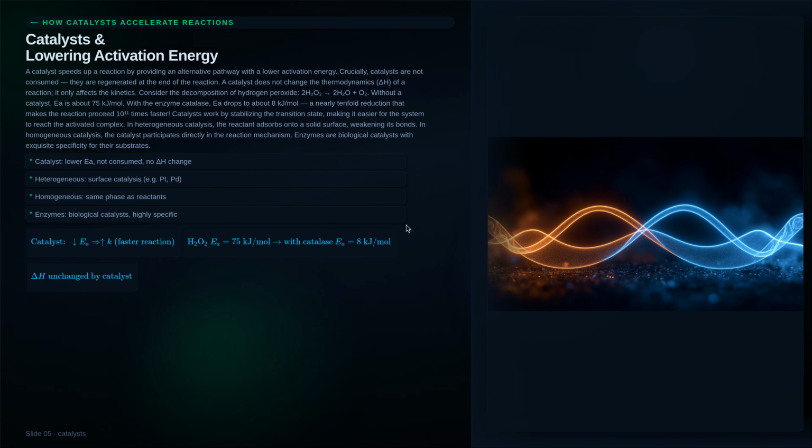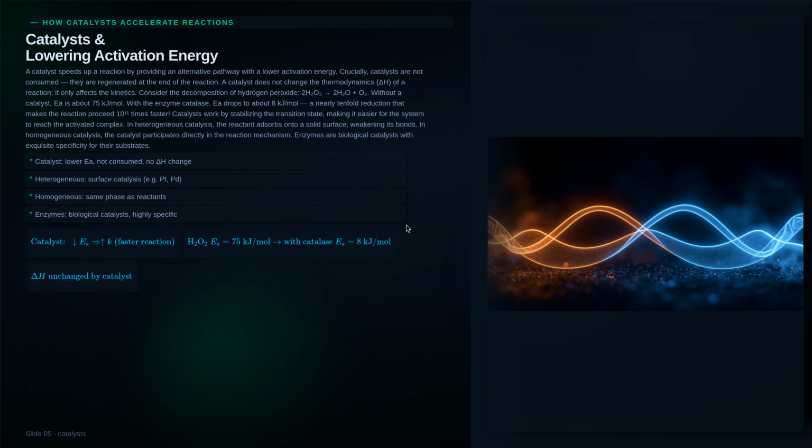Consider the decomposition of hydrogen peroxide. 2H2O2 yields 2H2O plus O2. Without a catalyst, EA is about 75 kilojoules per mole. With the enzyme catalase, EA drops to about 8 kilojoules per mole, a nearly tenfold reduction that makes the reaction proceed 10 to the 11th times faster.